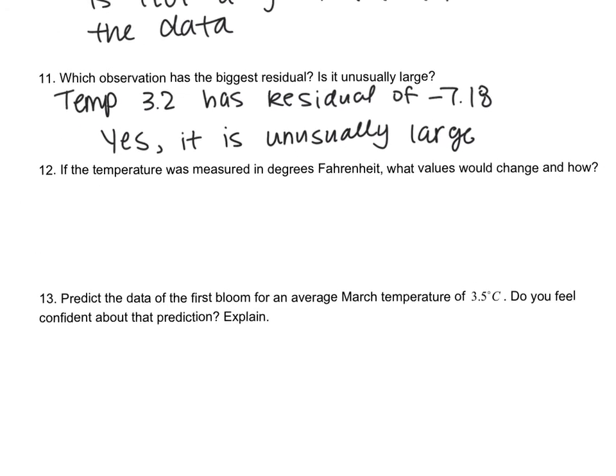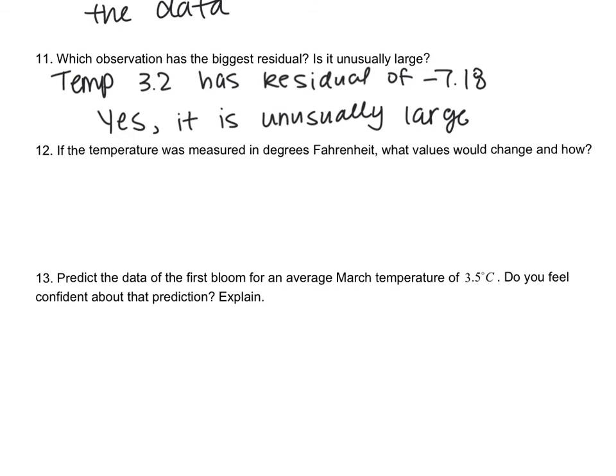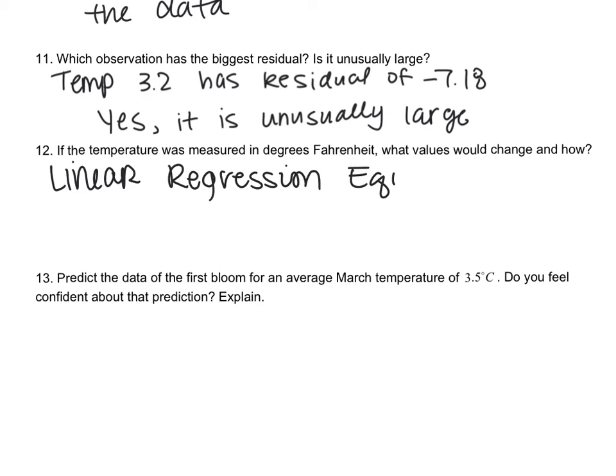Okay. Number 12, if the temperature was measured in degrees Fahrenheit, what values would change and how? So our linear regression equation is definitely going to change, because we're going to have completely new temperatures now for the exact same y value, because our day isn't changing, just the temperature. So our linear regression equation is going to look completely different now. Our slope is still going to be negative, and our y-intercept is still going to be positive, but now it's going to be based on degrees Fahrenheit.